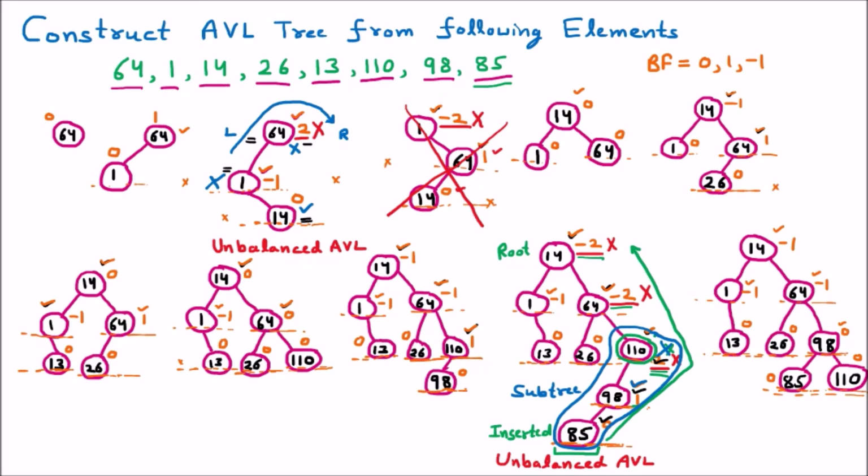That means the rotation we have given is proper and it is matching. So this is how we can construct the AVL tree with the help of different rotations and putting the elements after checking the balancing factor. This is the final AVL tree, which is properly balanced and constructed from the given elements. So that is all about the construction of the AVL tree.